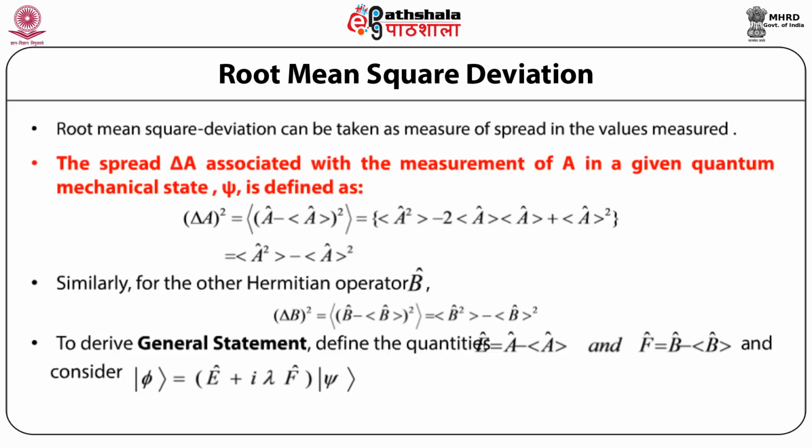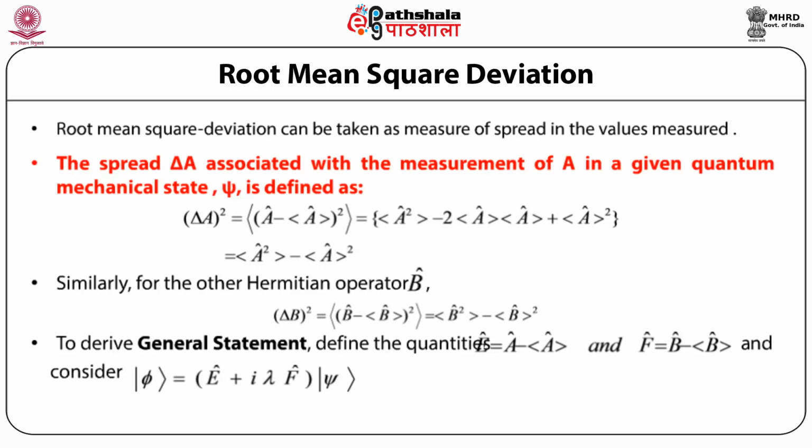Similarly, if we consider any other Hermitian operator B, which is defined in a given quantum mechanical state, then for that also we can write down the result of the spread of the values of B given by delta B square is equal to the expectation value of the square of the operator B minus the expectation value of operator B. And this, as obtained earlier for the case of the measurement of A, gives the spread of B, that is delta B square, given by the expectation value of the square of the operator B minus the square of the expectation value of the operator B.